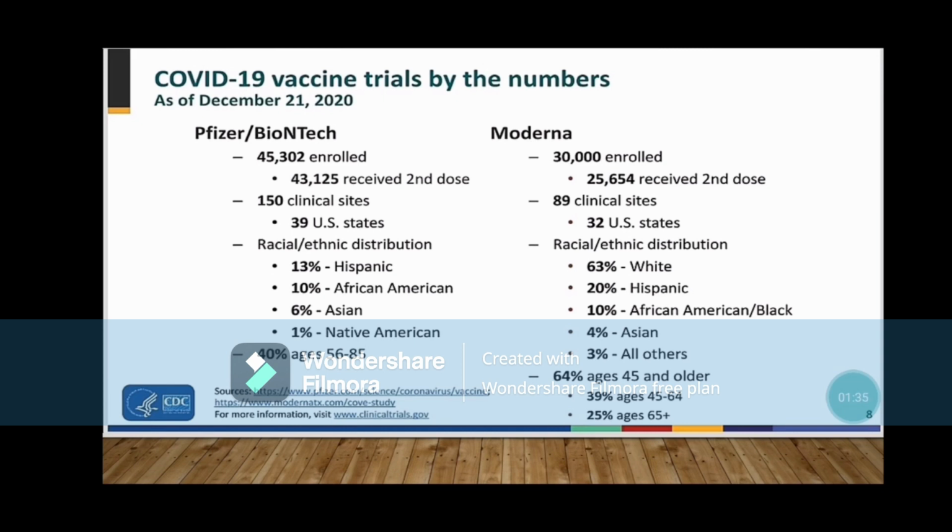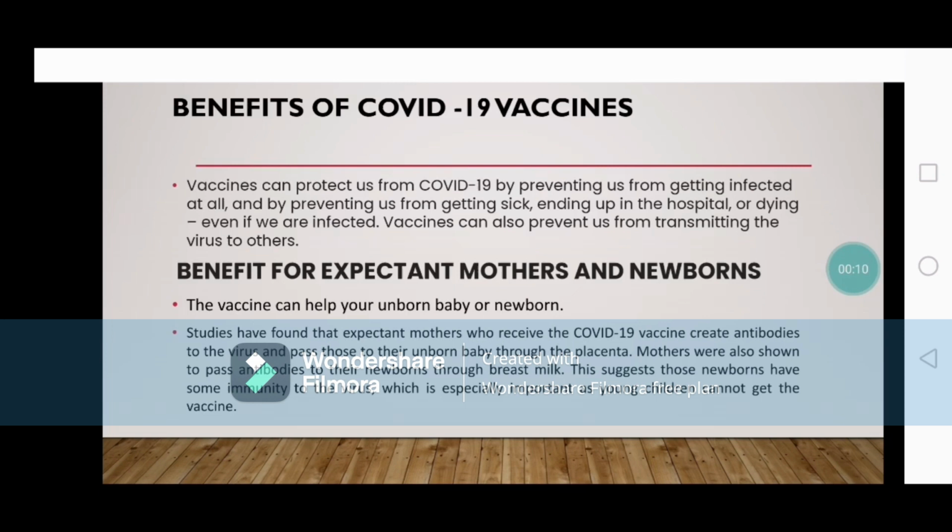30,000 enrolled, 25,654 received the second dose, 89 clinical sites, among them 32 US states. Racial or ethnic distribution was 63% white, 20% Hispanic, 10% African American or black, 4% Asian, 3% all others, 64% ages 45 and older. If we talk about ages, 39% ages 45 to 64, 25% ages 65 plus. Let's have a look at the benefits of COVID-19 vaccines.